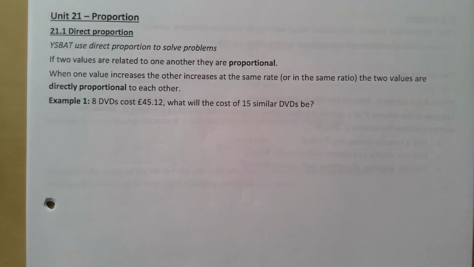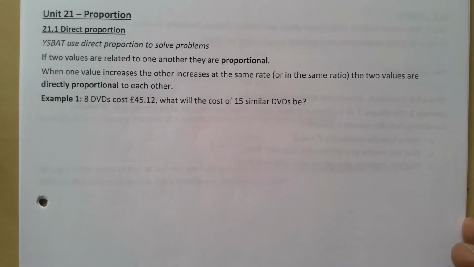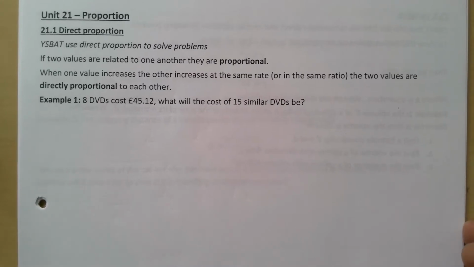A GCSE maths video then on proportion with a wee bit of variation in there as well. So if two values are related to one another, they're proportional. When one value increases, the other increases at the same rate or in the same ratio. The two values are directly proportional to each other. So these things are directly proportional.